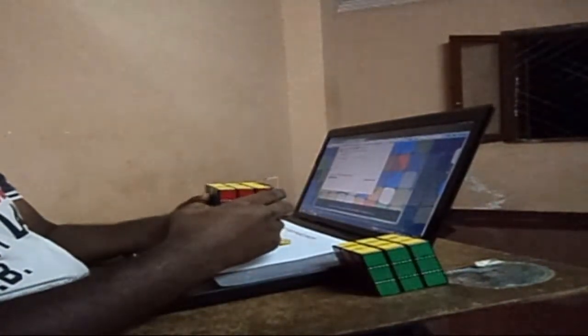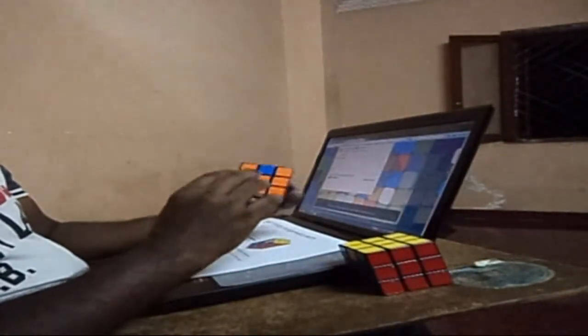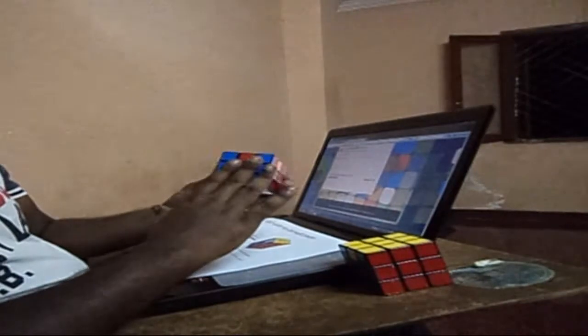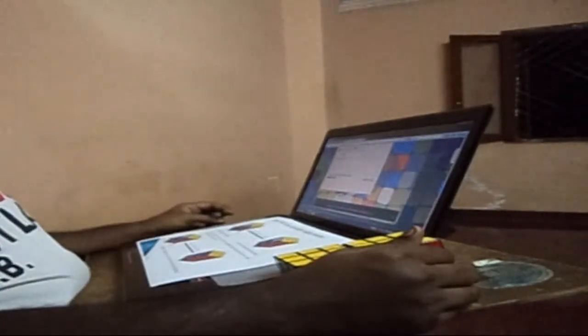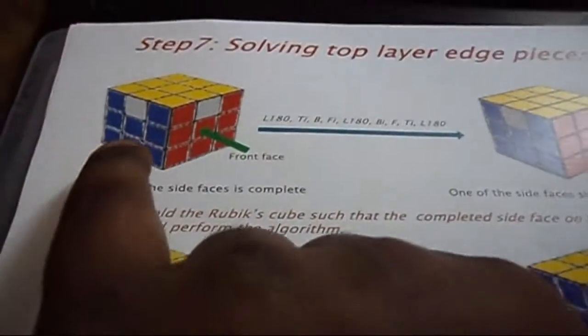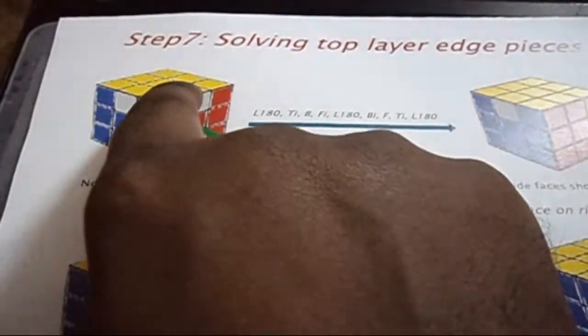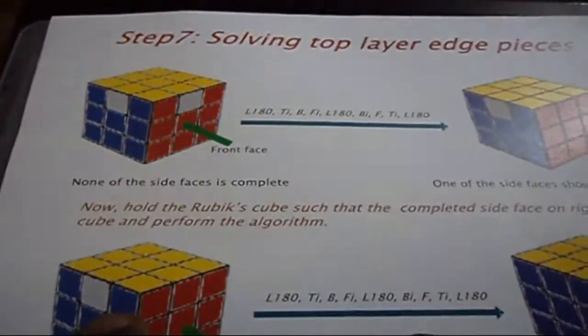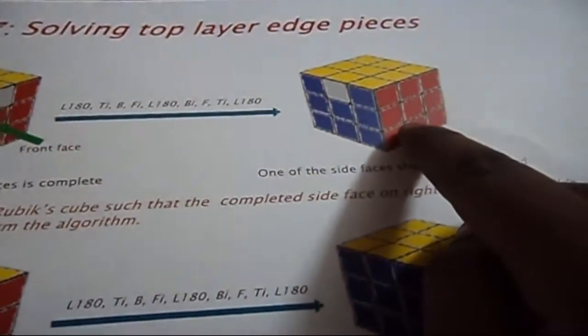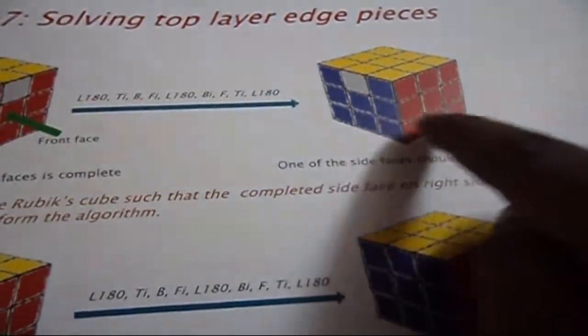And we have one more case where we have 3 side faces incomplete and 1 side face completed. This is case 3. We will see the algorithm to solve this step. This is case 2, where we will have none of the side faces completed, and this is case 3, where we will have one of the side faces complete.